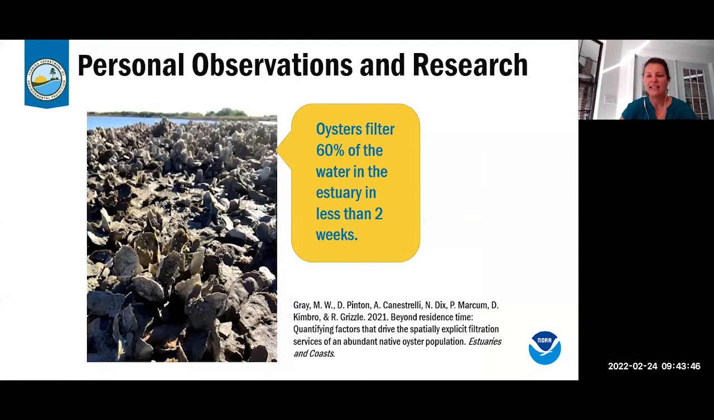So I'm excited to share this with you because recently, last year, we published a paper. We were able to work with some modelers to really improve those back of the envelope calculations I did in grad school and quantify the filtration services of oysters. And basically, oysters filter about 60% of the water in the estuary in less than 2 weeks. So I think we can be really grateful for these guys and hope to protect them into the future because of this.